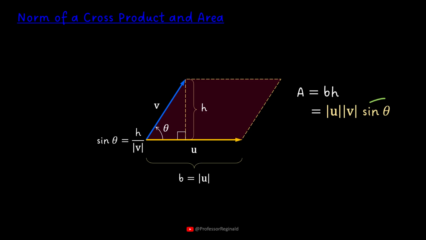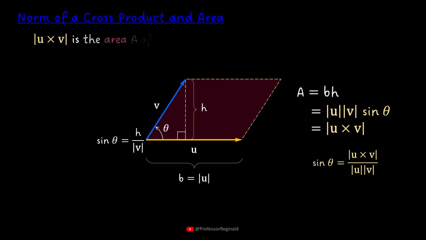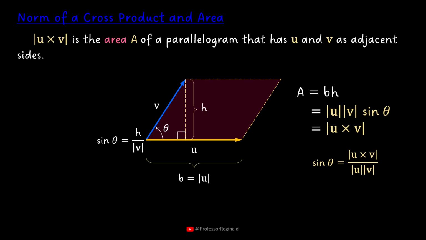and that the sine of theta is equal to the norm of the cross product all over the product of the norms, we get the result that the area is also the norm of the cross product of u and v. Hence, the norm of the cross product of two vectors is the area A of the parallelogram that has u and v as adjacent sides.